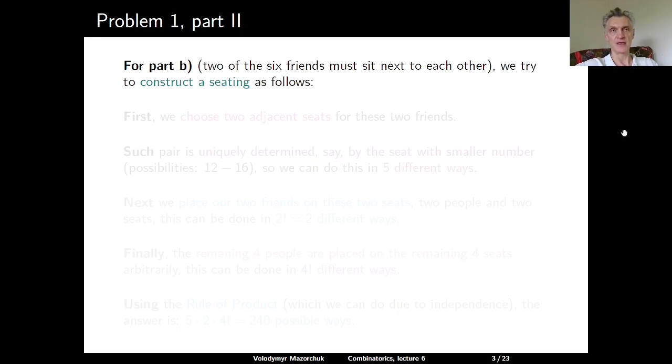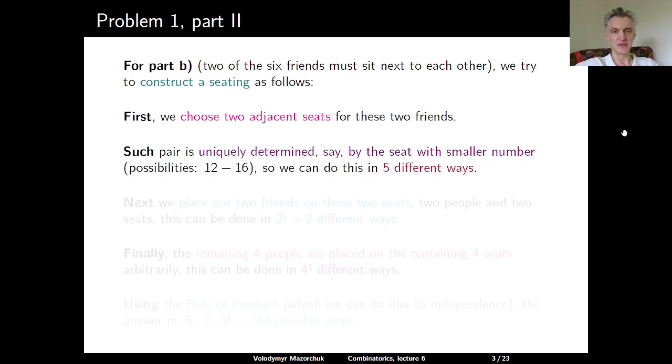For part B, that's when two friends must sit next to each other. Let us construct a seating where these two friends sit next to each other. So first we choose 2 adjacent seats for these 2 friends. Such a pair of seats can be uniquely determined, say, by the seat with a smaller number, and then the possibilities are 12, 13, 14, 15, and 16. So we can do this in 5 different ways.